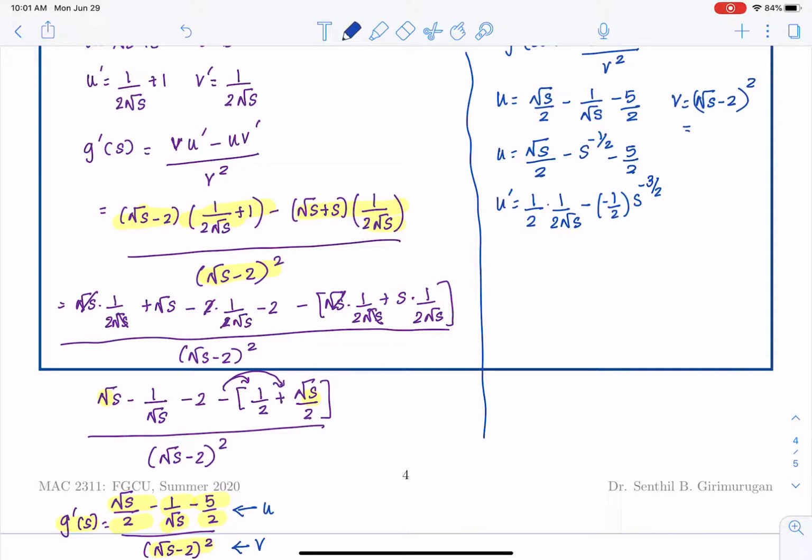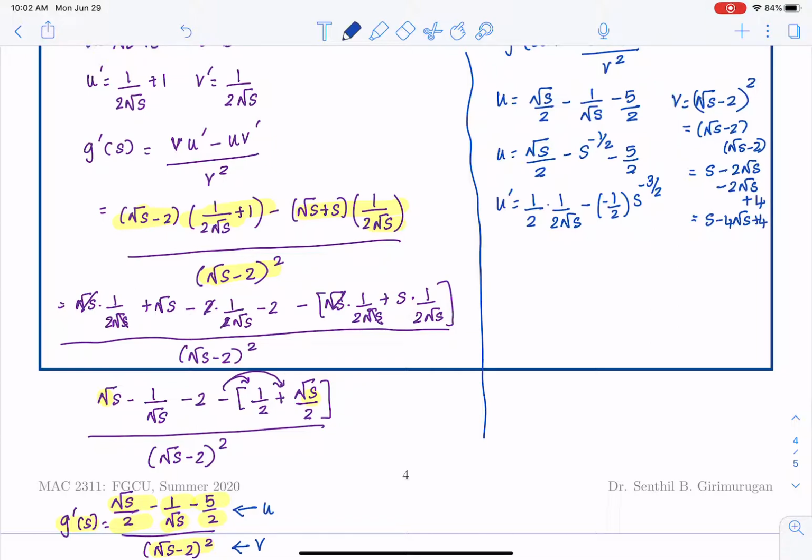The only way we could find the derivative here, of square root of s minus 2 squared, is to FOIL. Later on, there is a thing called chain rule, which would make things easier for us. So square root of s times square root of s is simply s. Square root of s times negative 2 is negative 2 square root of s. So we have another negative 2 square root of s. Negative 2 times negative 2 is positive 4. So v is s minus 4 square root of s plus 4.